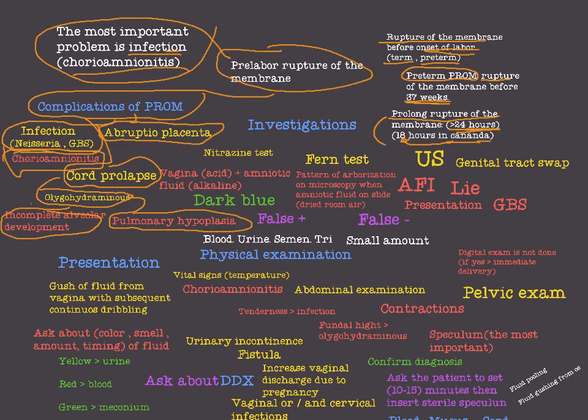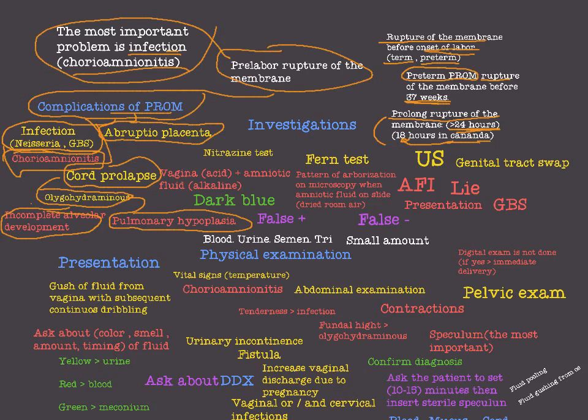What are the functions of the amniotic fluid? They protect the fetus from infection, from trauma, and from umbilical cord compression. Fetal movement and breathing are two of the functions of the amniotic fluid. So a lot of functions, and a lot of sources of amniotic fluid. Let's get back to our subject. The complications of pre-labor rupture of membrane: infection, abruptio placenta, cord prolapse, oligohydramnios.